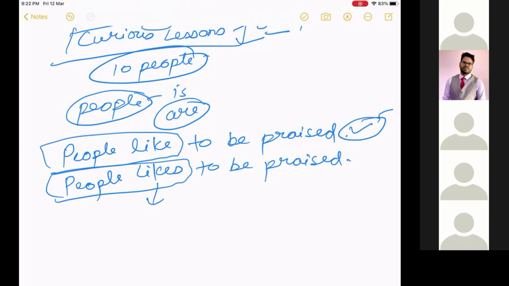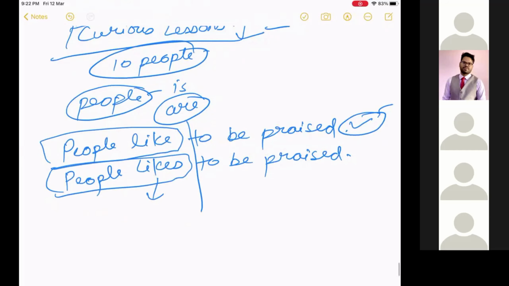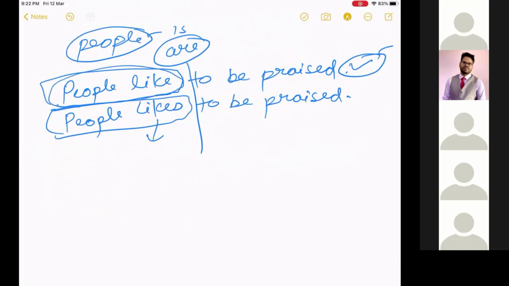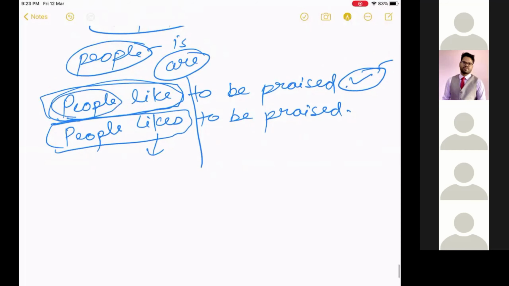Forget about the second part: people like or people likes? People like, always people like. Why? The same concept that I told you for audience. Though it is a group of individuals, they have their own identity. They don't represent anything as individuals, they represent something different. So for that reason, we use the plural form of the verb, like. That's why we say people like to be praised.